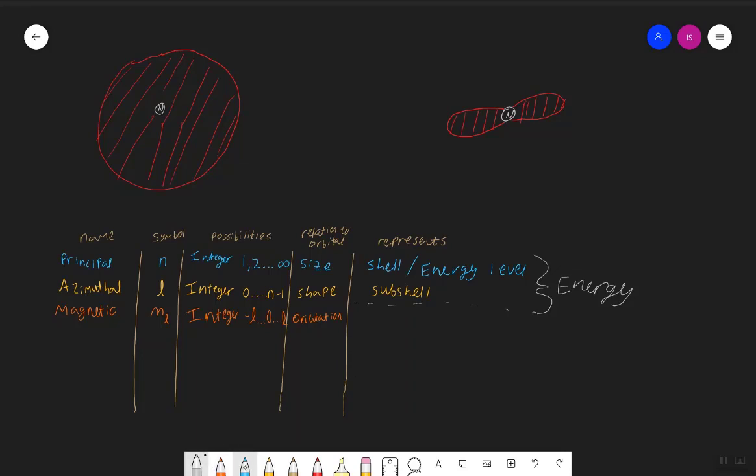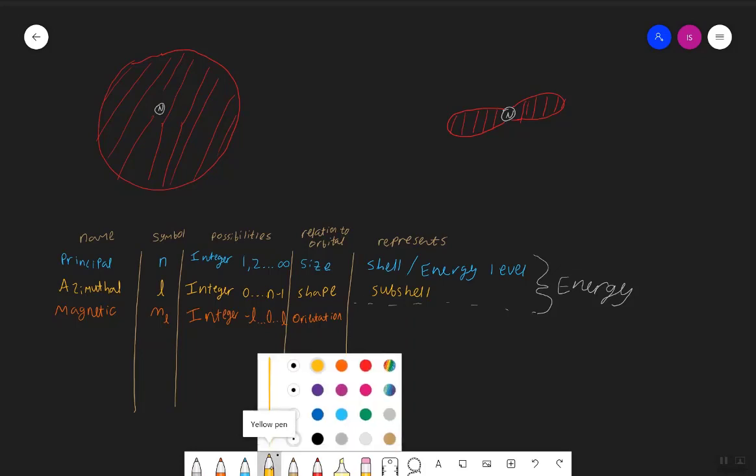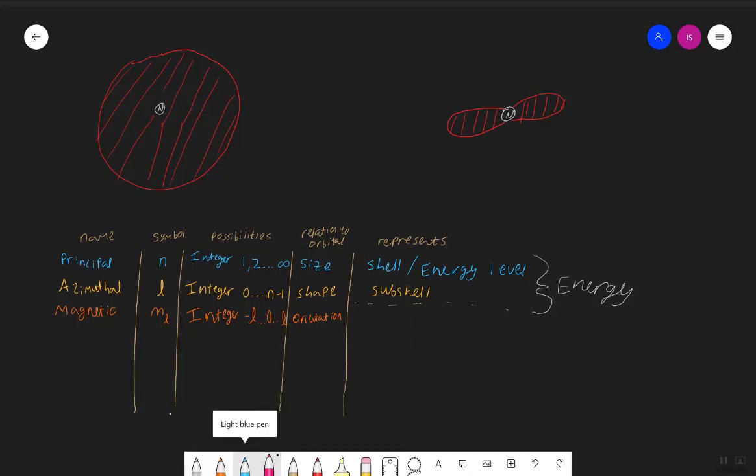So we're going to kind of break this off here. Pick a new color. Okay, so we are breaking this off here. These represent the orbital. We have one more quantum number that does not actually represent an orbital at all, and we'll talk about that.